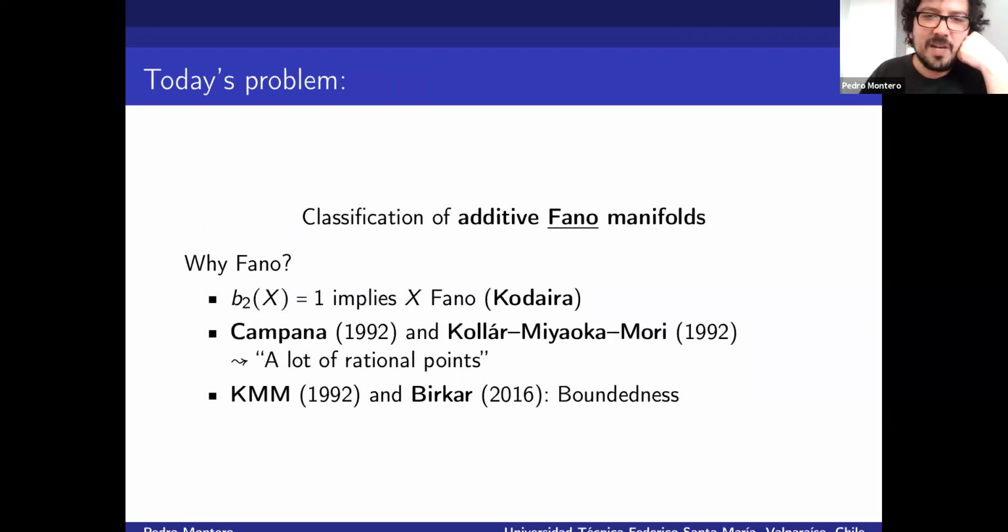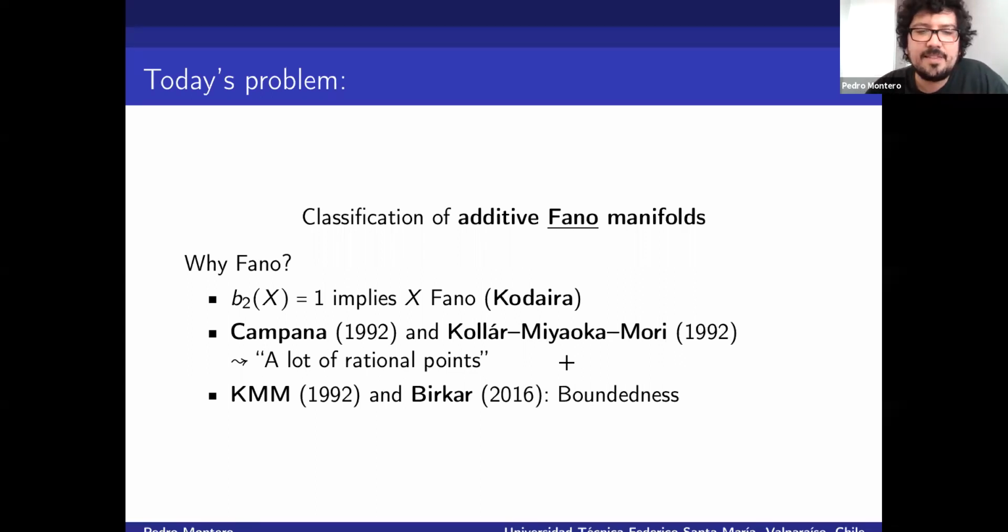So today I want to speak about the classification of additive Fano manifolds. So why Fano? Well, first of all, as I told you at the very beginning, if you are in Picard rank 1, second Betti number 1, this is automatic. By a remark of Kodaira, your variety will always be Fano. Another reason is that by a result of Campana, Kollár, Miyaoka and Mori, Fano varieties are rationally connected. So you can expect a lot of rational points.